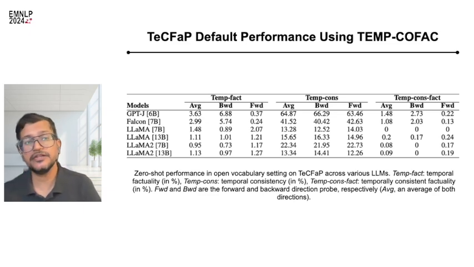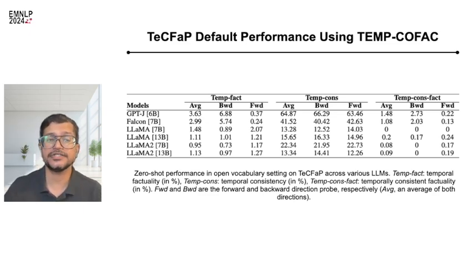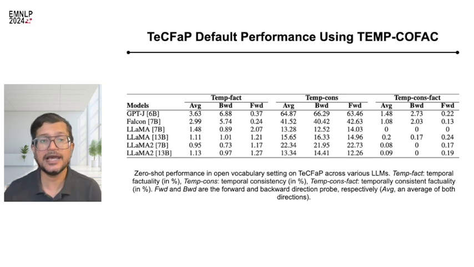Next, using this novel dataset and the task formulation we have set up, we evaluate mid-size large language models for their ability in temporally consistent factuality. We define three metrics to evaluate. The first one tracks temporal factuality, the second one tracks temporal consistency, and the third one is the unifying metric, which simultaneously tracks consistency and factuality.